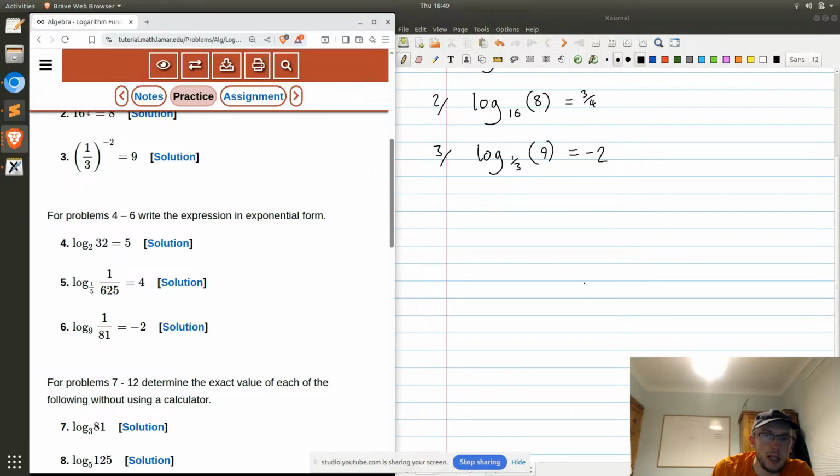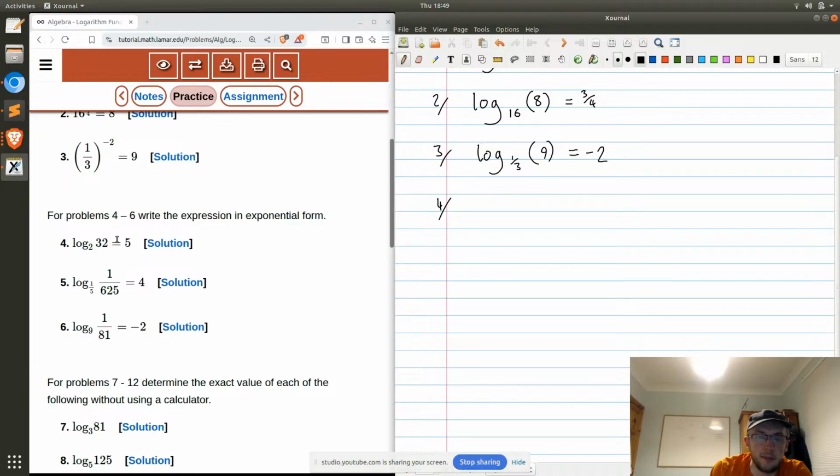For problems 4 to 6, write these in exponential form. So those were in logarithmic form and now in exponential form. So I say 2 to the 5 is 32. Log base 2 of 32 is 5, so 2 to the 5 is 32. Log base 1/5 of 1/625 is 4, so I say 1/5 to the 4 is 1/625. Problem 6. 9 to the negative 2 is 1/81.